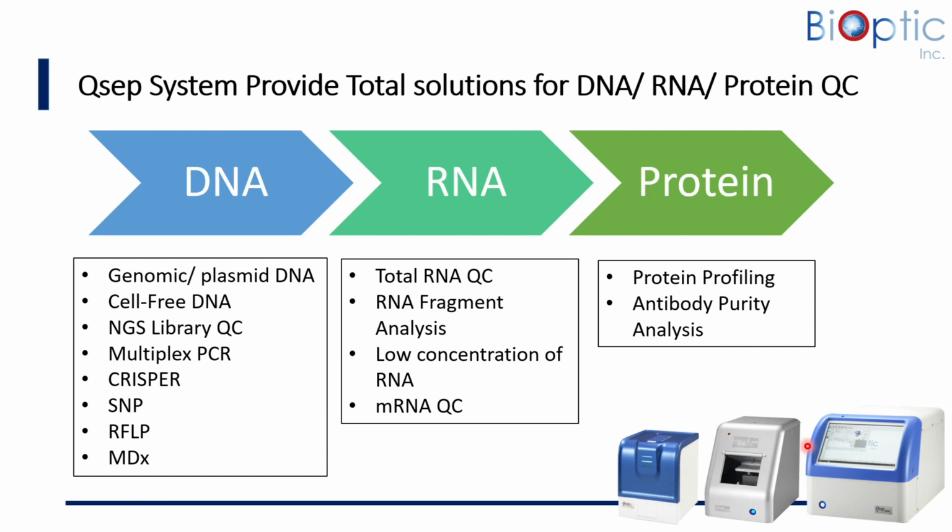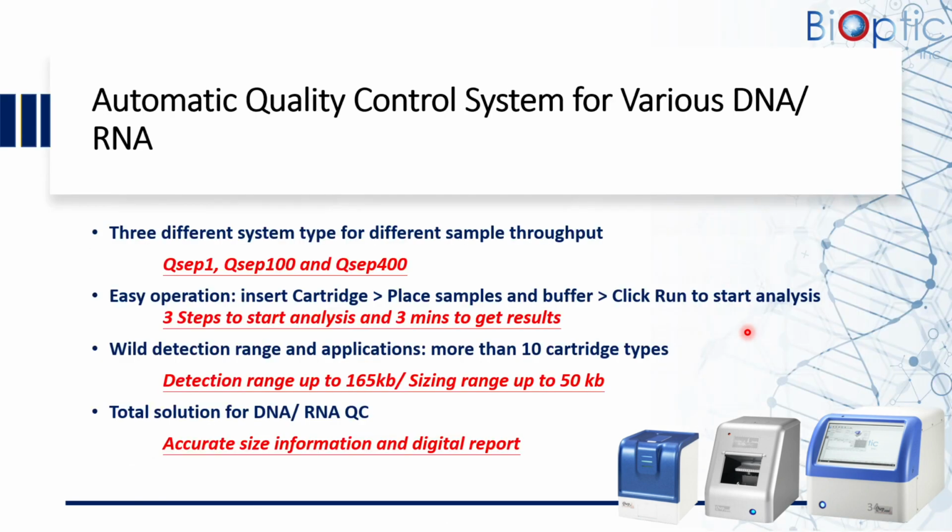In addition to the above applications, QSAP can be applied for multiple applications for DNA, RNA, and protein molecules. For instance, NGS library QC, SNP and RFLP analysis, mRNA QC, and protein profiling and purity check. BiOptic provides three QSAP systems to be adapted for different sample throughput: QSAP 1, QSAP 100, and QSAP 400.